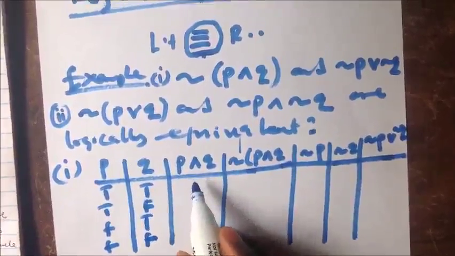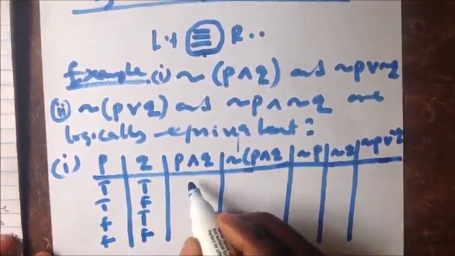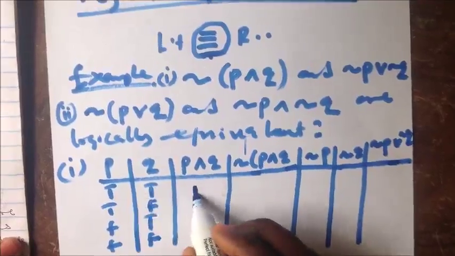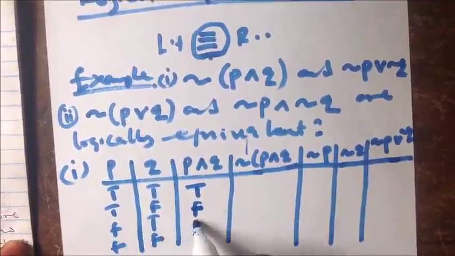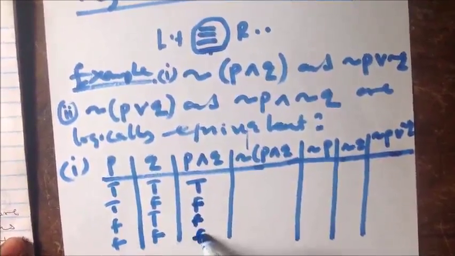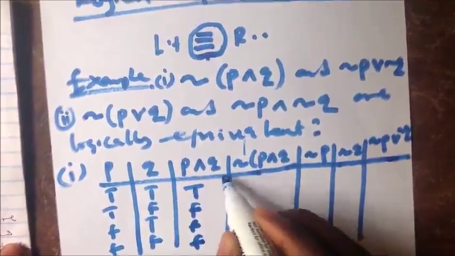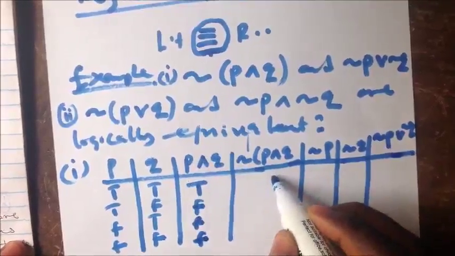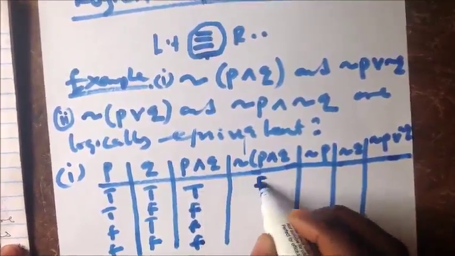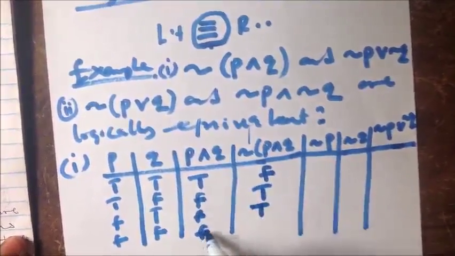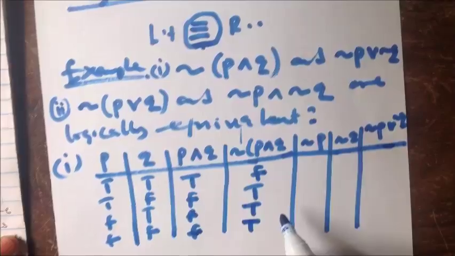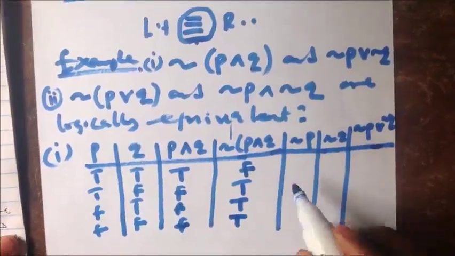Remember, in the case of conjunction, it is true only when all are true. True, true is true. True, false is false. False, true is false. False, false is false. Then we are going to negate this to get this column. Negation of true is false. Negation of this is true. Negation of this is true. Negation of this is true.